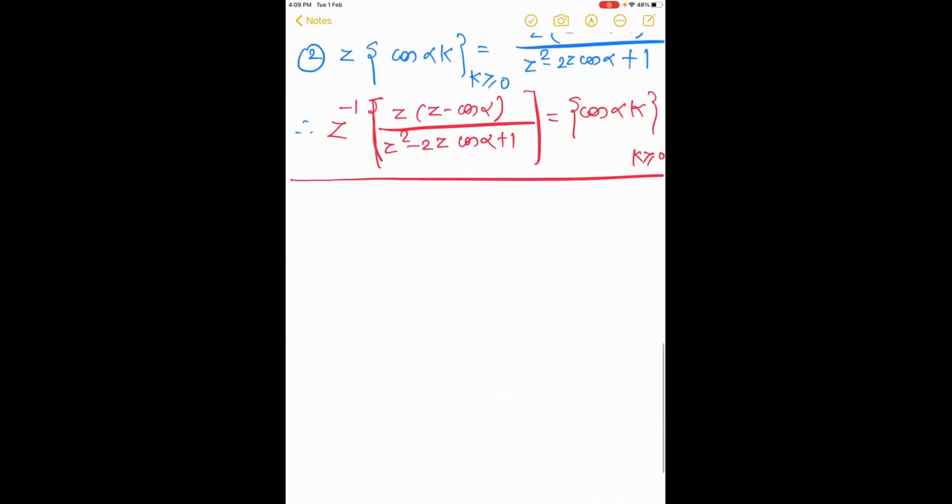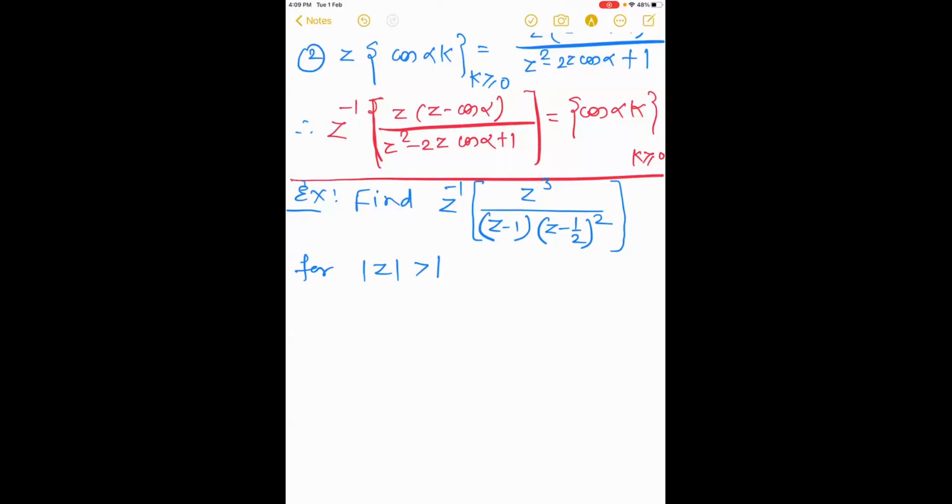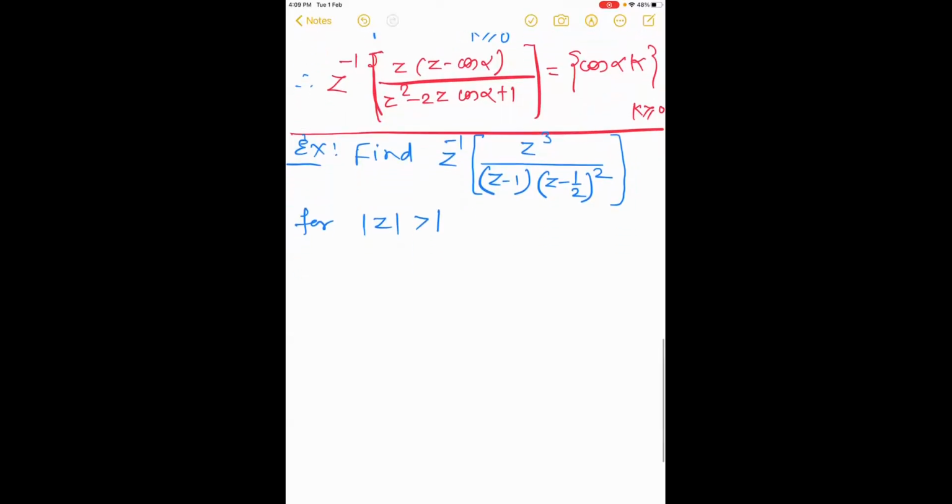Take the next example as such. Find the inverse Z transform of z cube upon z minus 1 into z minus half whole square, for mod z greater than 1. Now this is to be identified. What is your original sequence?